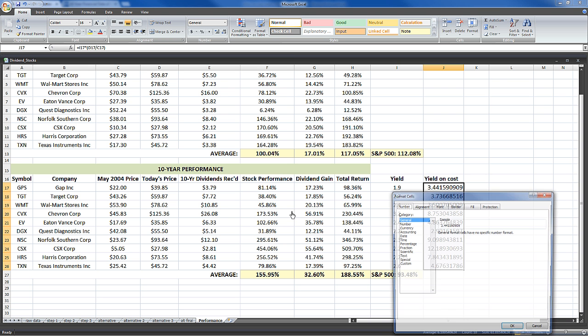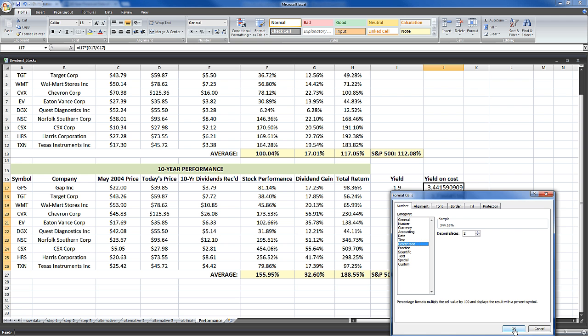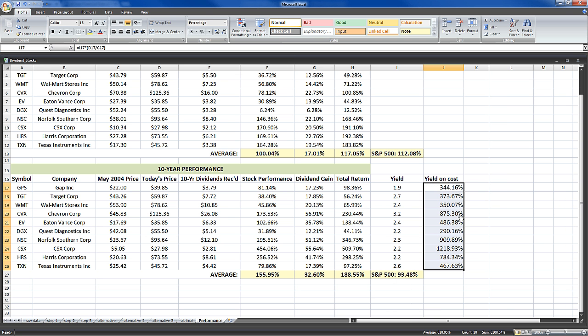Let me format this down for us. Nah, that's not right. It moves the decimal. I don't know why it does that.